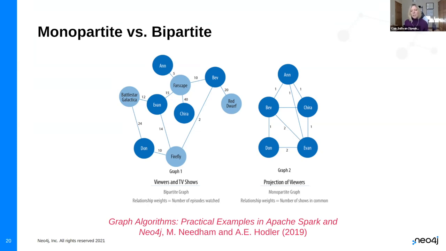I want to call your attention to this book that's highlighted in red. These figures actually come from this book, and this book describes all of the different types of graph theory. We're only barely scratching the surface today, but this is a great book. It goes into graph algorithms, and it does it in two different places, Apache Spark and Neo4j. Apache Spark has some libraries, GraphFrames being one of them, GraphX being another one. So you can see how you would do these different graph algorithms in both platforms if that's of interest to you.